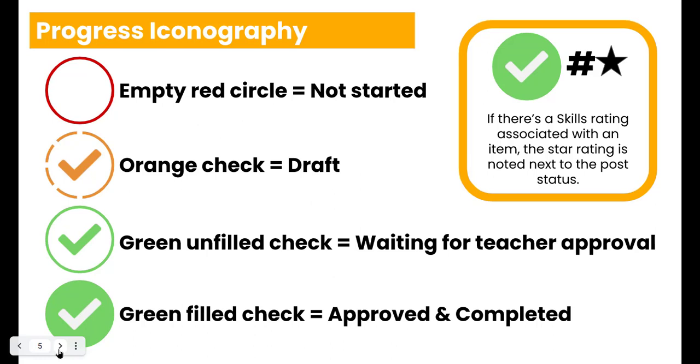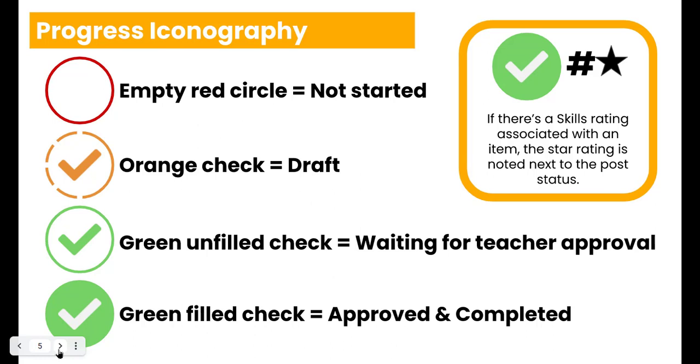One other little piece of iconography you're going to see in my stills coming up here and in my live session is that if you have a green filled check with a star beside it and a number, it says there's a skills rating associated with that item, and the star rating is noted next to the post status. So you'll be able not only to see that it's been approved and completed, but where they're at in your skills if you're using skills in your system.